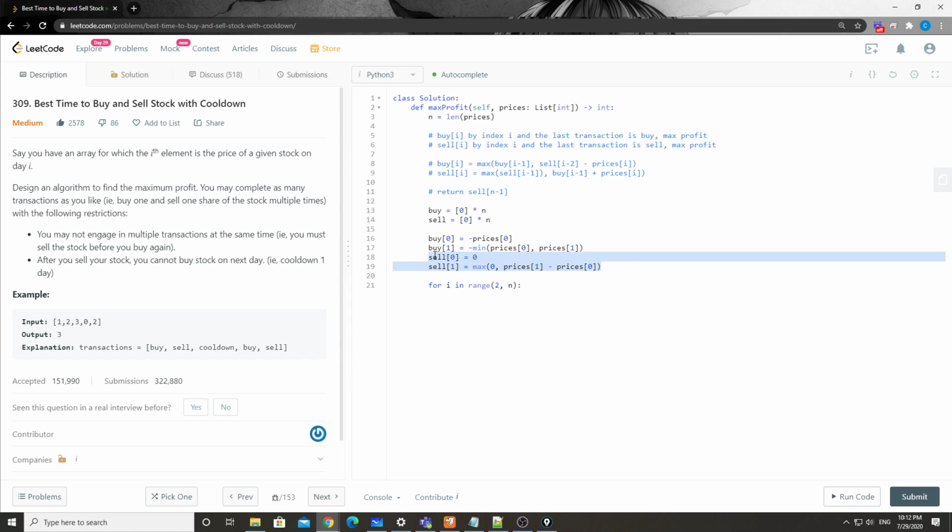And that's basically how I initialize these two, 0 and 1, and then all that's left is I simply copy these two here, right? That's what I'm going to do here. And then in the end, I simply return sell[n - 1].